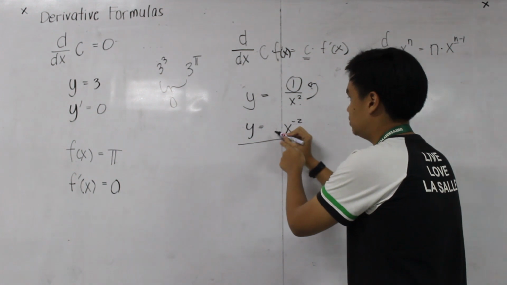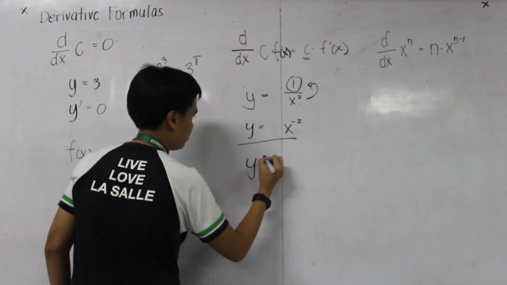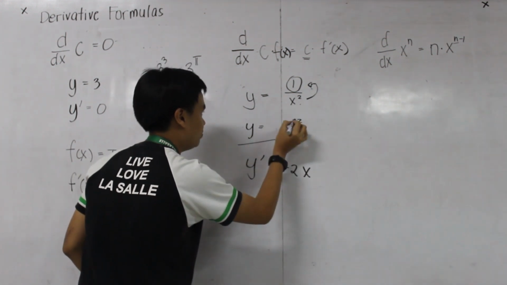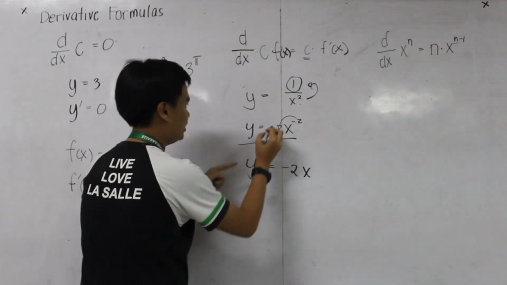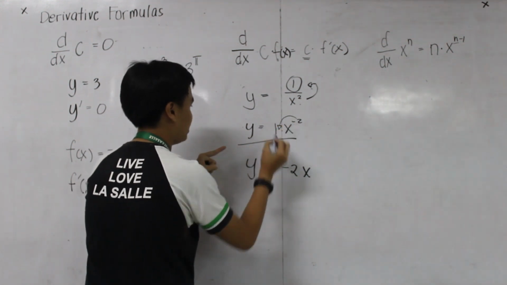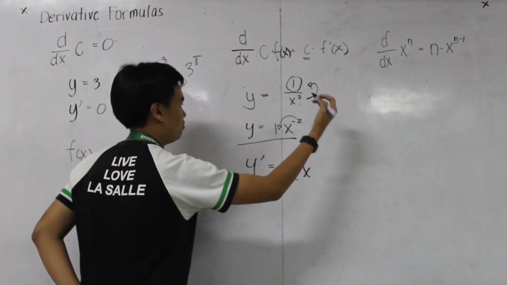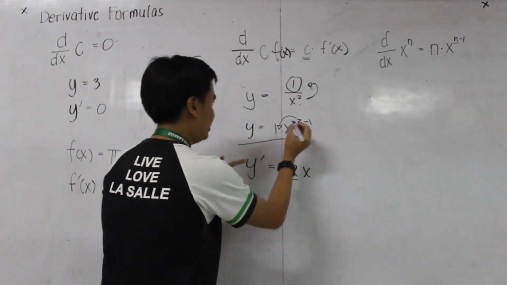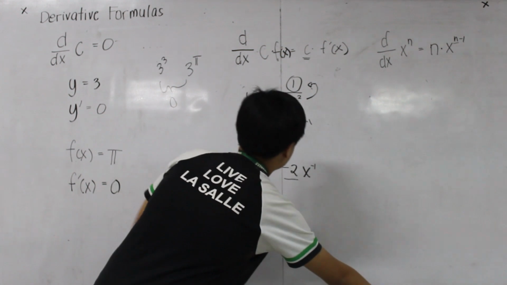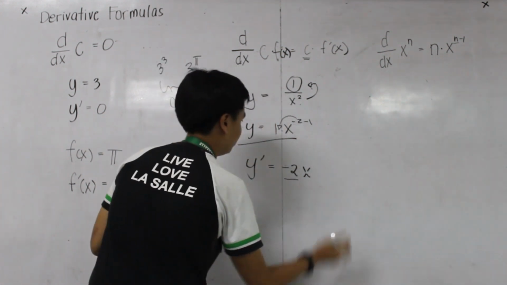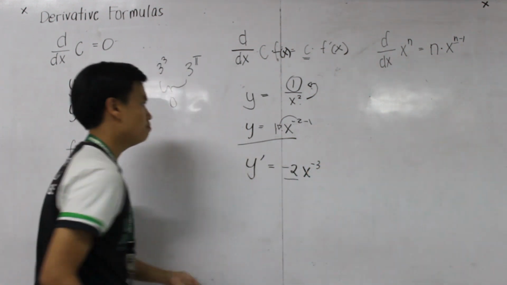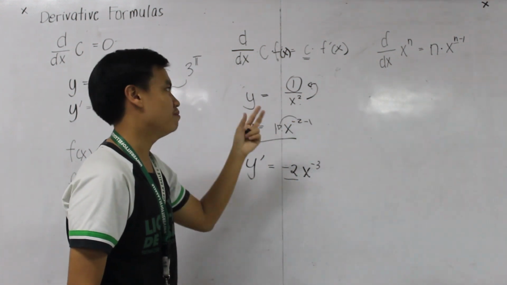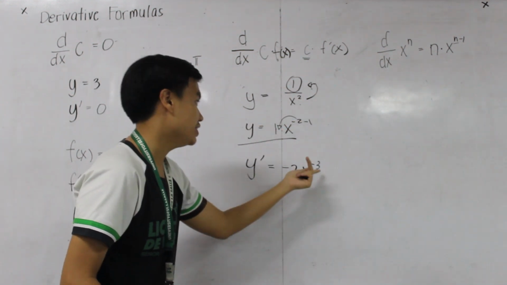We transpose this below. We have y prime is equal to negative 2 x, copy x. We bring this down, because there is an imaginary 1 here. So negative 2 times 1 is negative 2, and then we subtract this by 1. A lot of people are confused. When you subtract by 1, this doesn't become negative 1, because negative 2 minus 1 is equal to negative 3. When two numbers have the same signs, you add them. So negative 2 minus 1 doesn't mean negative 1, it means negative 3.